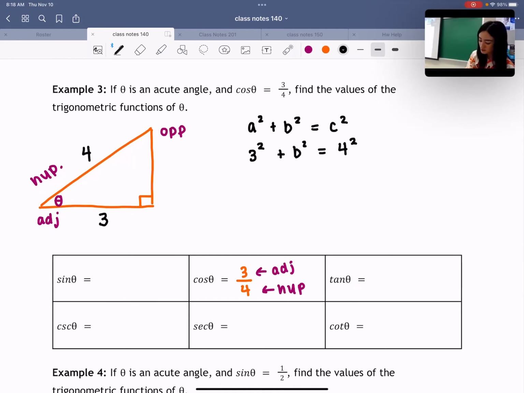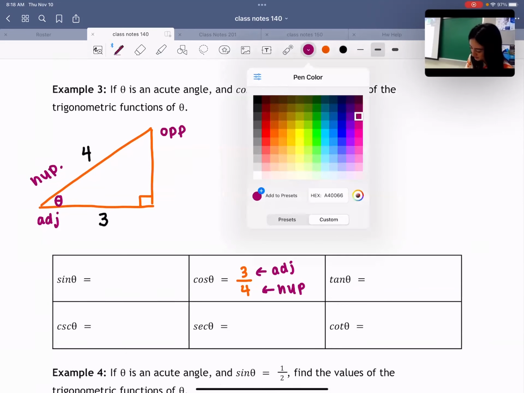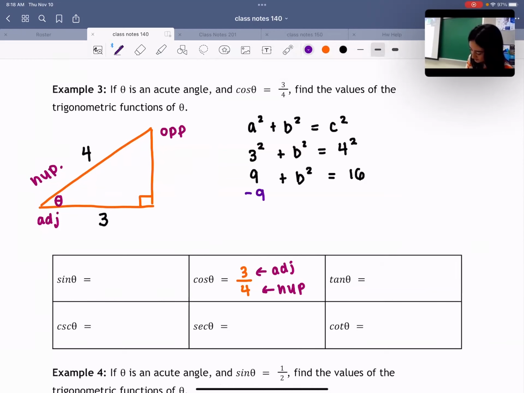All right, let's do 3 squared, that's 9. We have 4 squared, and that's 16. Okay, I want to get b by itself, so maybe I should subtract 9 on both sides, right? That's a good idea. I'm going to use a different color here. -9, -9. So b squared is, I'm going to have to look at my notes for this because I'm very bad at doing arithmetic. Is it 7? Yes.